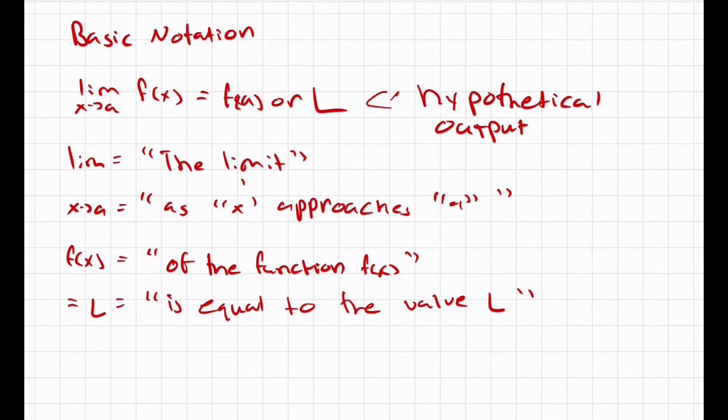So a can be anything like 2, 3, 4, whatever. And then the f of x portion is the function f of x. And the equals L is the value of L. So when we're saying everything, it's the limit as x approaches a of the function f of x is equal to L, L being the hypothetical output. And that is basic notation.